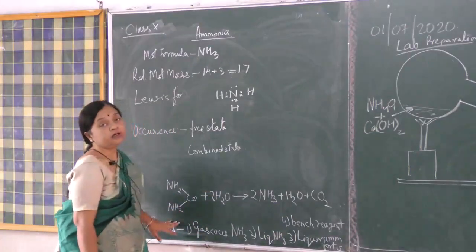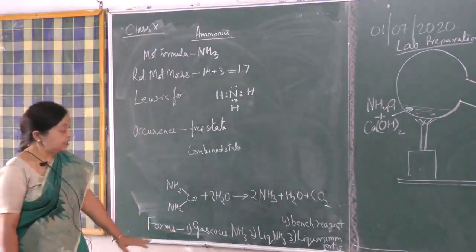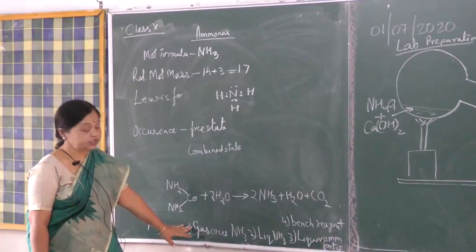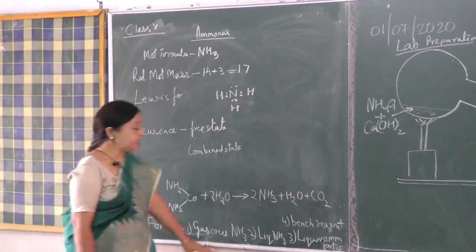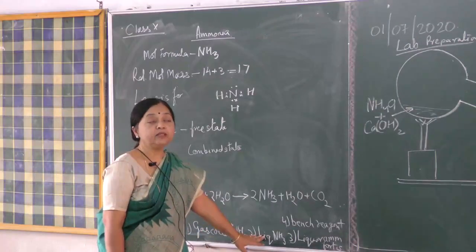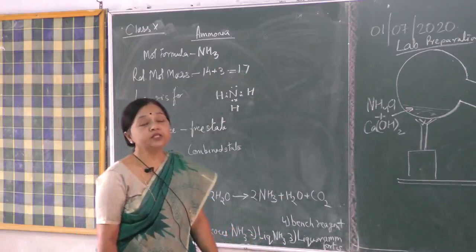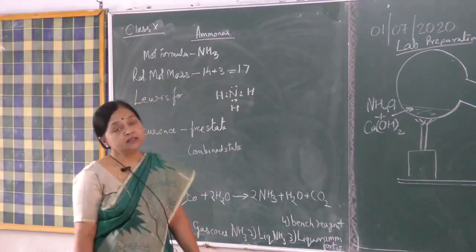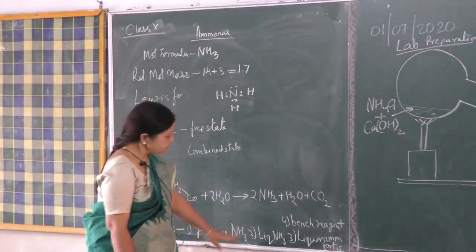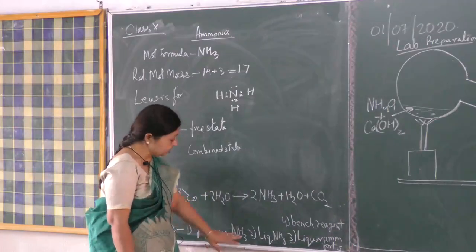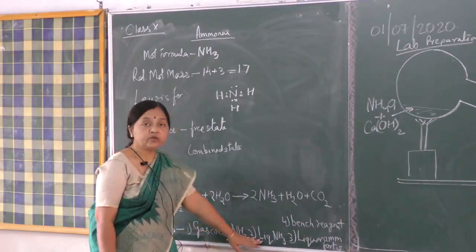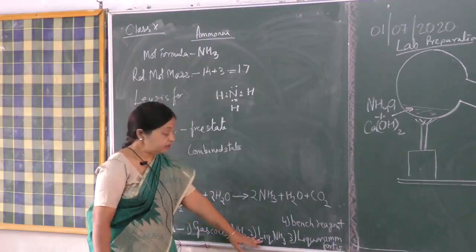Forms of ammonia. The normal state is the gaseous form of ammonia. Next is liquid ammonia. You know that for gases, when pressure is applied and the temperature is lowered, they convert into liquid. So under high pressure, gaseous ammonia converts into liquid ammonia. That's how it is carried from one place to another.